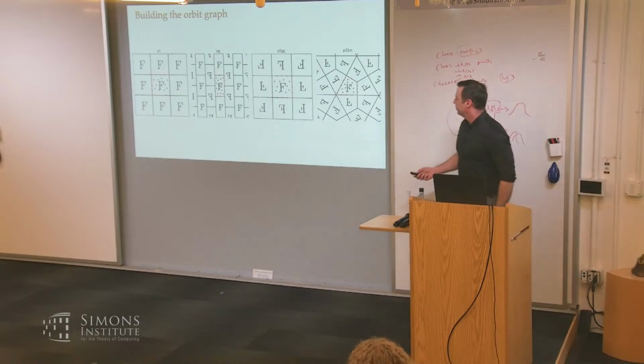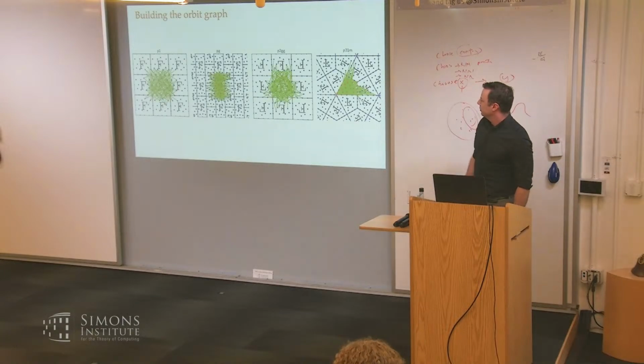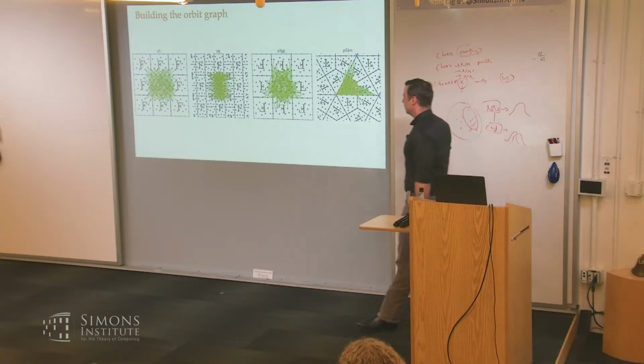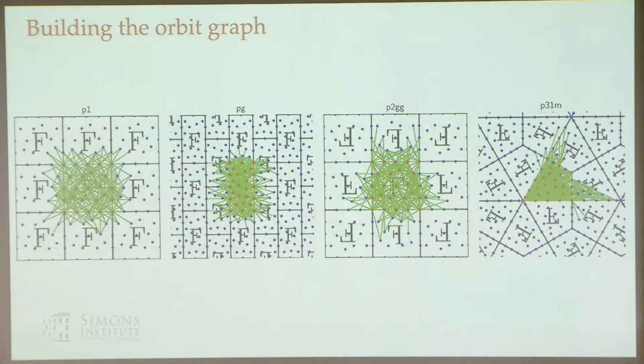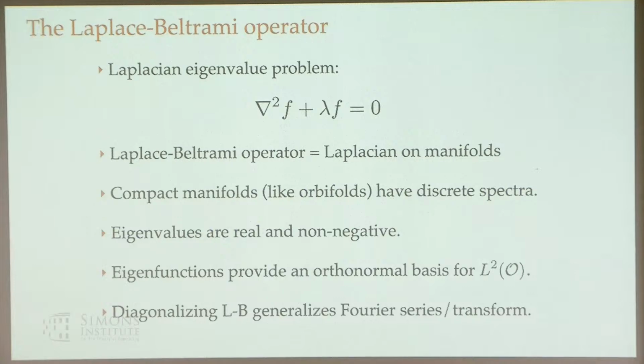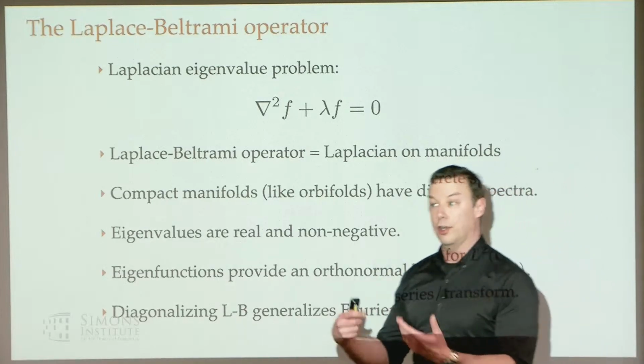Okay, so what we're going to do is build this graph, and then this graph is going to represent our discrete notion of locality, and we can then use graph-type machinery in order to construct this. And the first thing we're going to do is think about how we can use that to find the eigenfunctions of the Laplace-Beltrami operator on the orbifold.